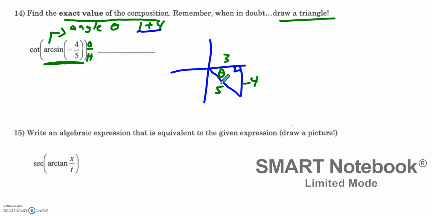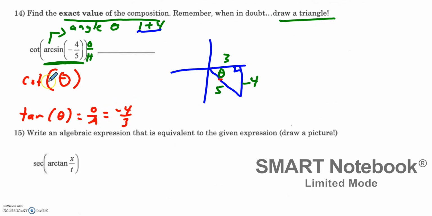So what's interesting about these problems is that I never actually find theta. I just use this notation to help me draw a triangle, because then my goal is to find cotangent of this angle. So what you can think about is that this triangle over here represents theta, because it's right here. So now we're trying to find the cotangent of theta. And so we could just use the triangle to do that. We could say, I know that the tangent of theta is opposite over adjacent, which is -4/3, which means that the cotangent is really the reciprocal, -3/4.